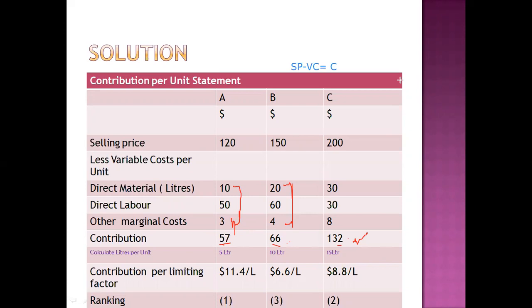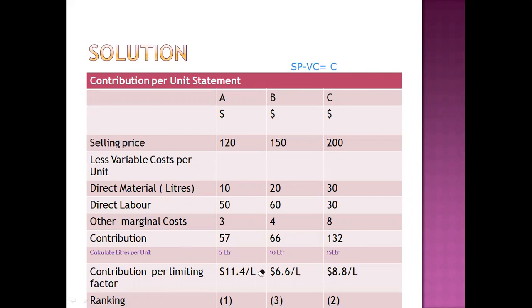Okay, let me clear my screen so that you can follow this one. Remember, we are trying to use the scarce resources. Our contribution is very simple: selling price minus all the variable cost, we get our contribution per unit. Then we need now to calculate step number 2, the contribution per limiting factor. So we need to determine how many liters you require to produce A, to produce B, to produce C.